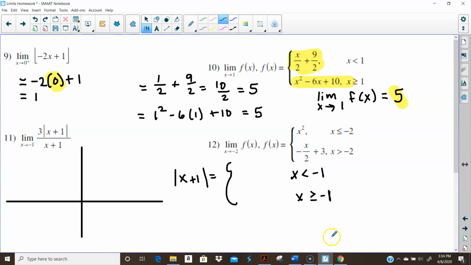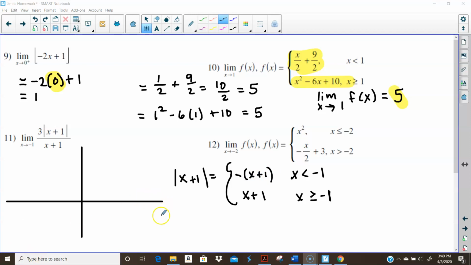If I take the absolute value of this and I have a number that's greater than or equal to -1, it's going to come out just as x plus 1. But if x is less than -1, then my value is going to come out as the opposite of x plus 1.